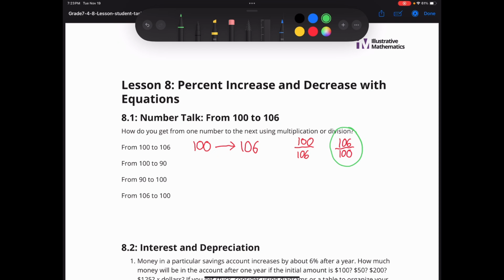So you're multiplying by 106 over 100. And you can simplify that. You can divide both numerator and denominator by the same number. So I'm going to divide both of them by 2, since I know they're both divisible by 2. That gives 53 over 50. You do not have to make that into a decimal.